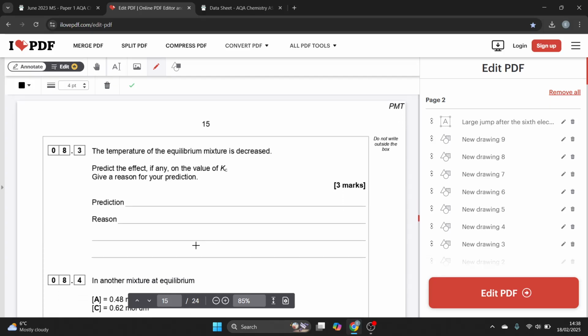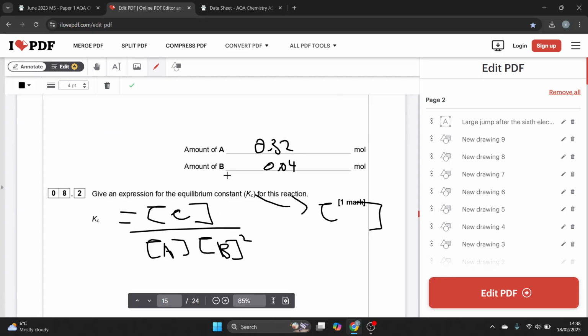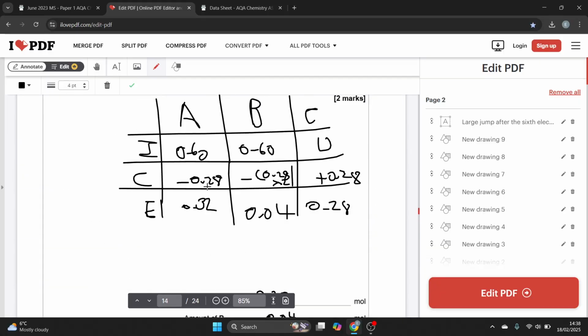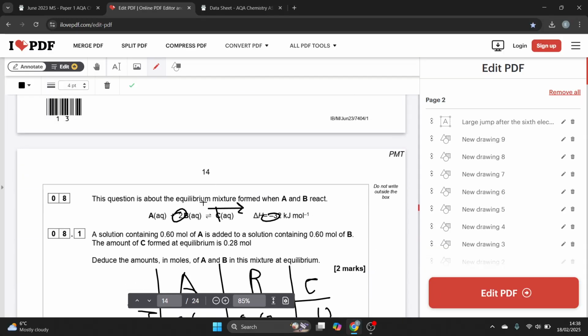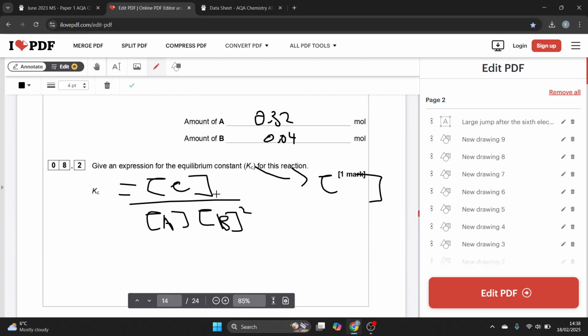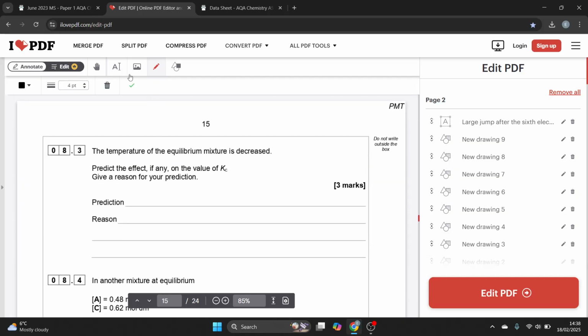Predict the effect on the value of Kc if temperature is decreased. Well, I know the forward reaction is exothermic because delta H is negative. If the temperature is decreased, equilibrium shifts to the right hand side, the exothermic direction, to increase temperature. So I'll have more products over the same amount of reactants. So Kc would actually increase. So first the prediction: Kc increases.